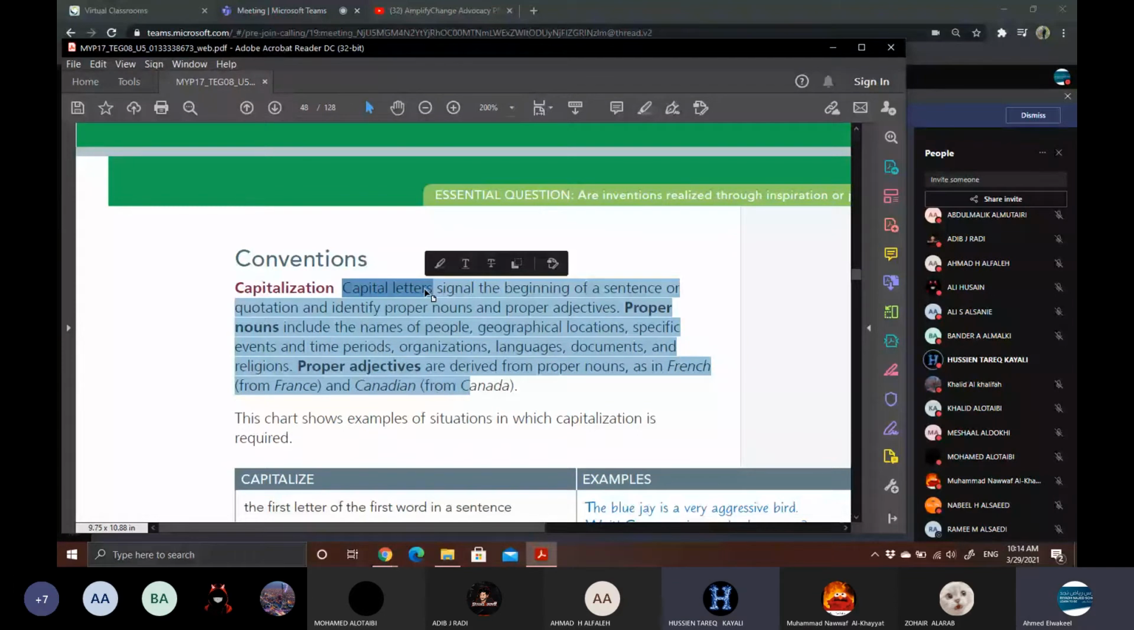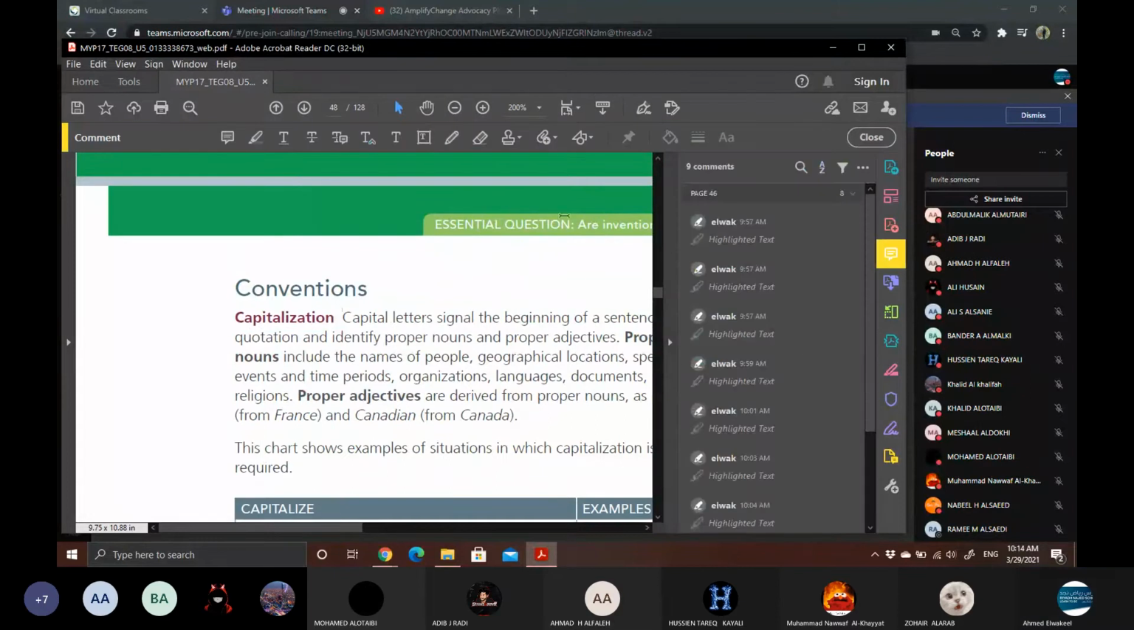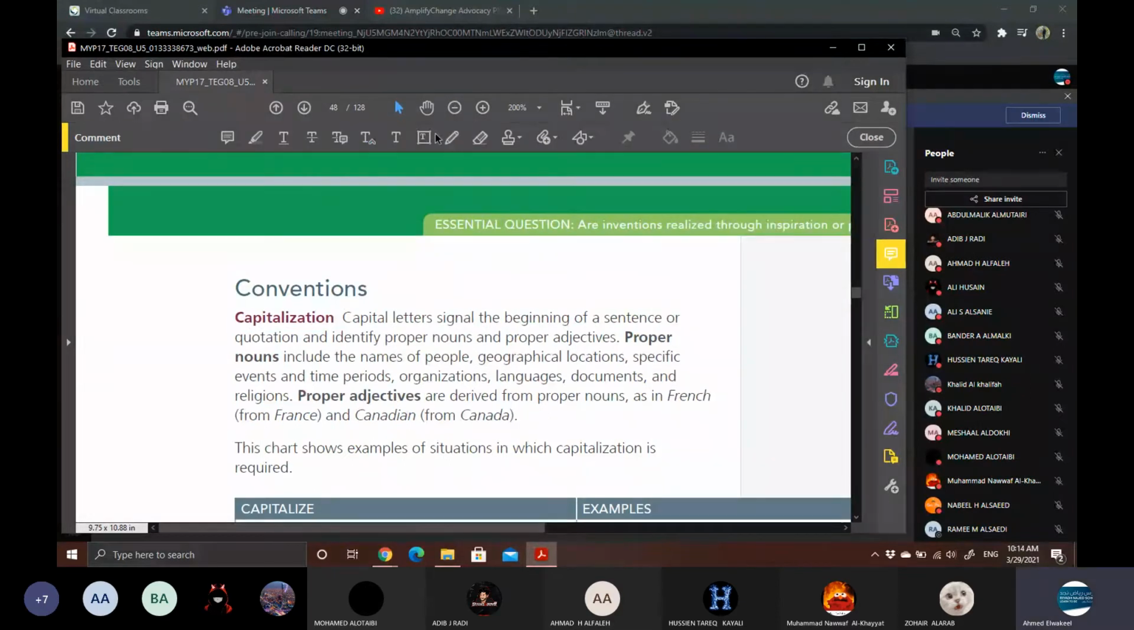Alright, so I believe we have already studied both proper nouns and proper adjectives. Proper nouns are the nouns of a person, places, geographical features. For example, when I write Hussein, I cannot write Hussein with a lowercase h. I have to write it with an uppercase H, or a capital H. So I cannot write Hussein like this.